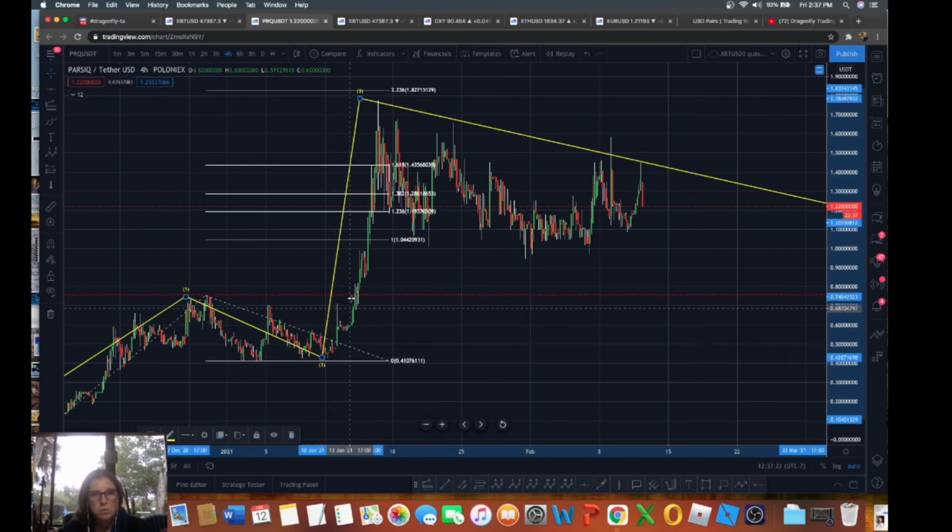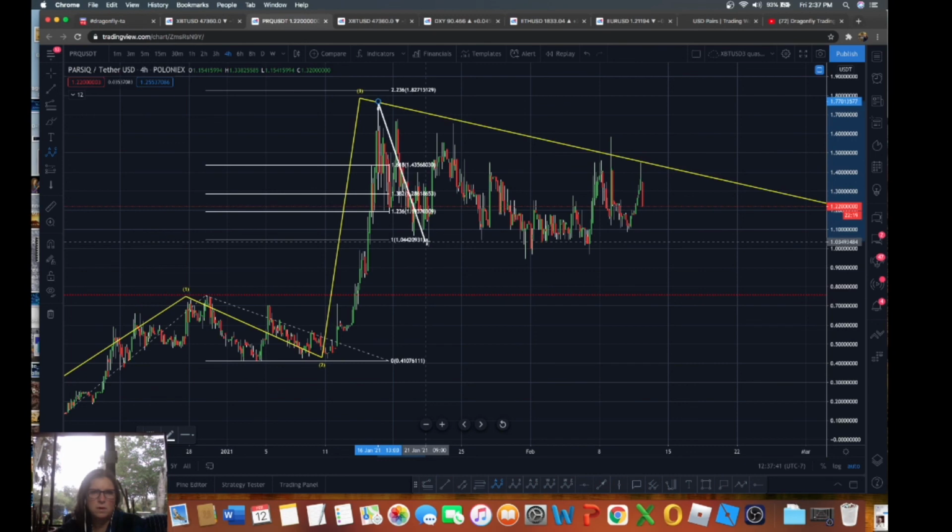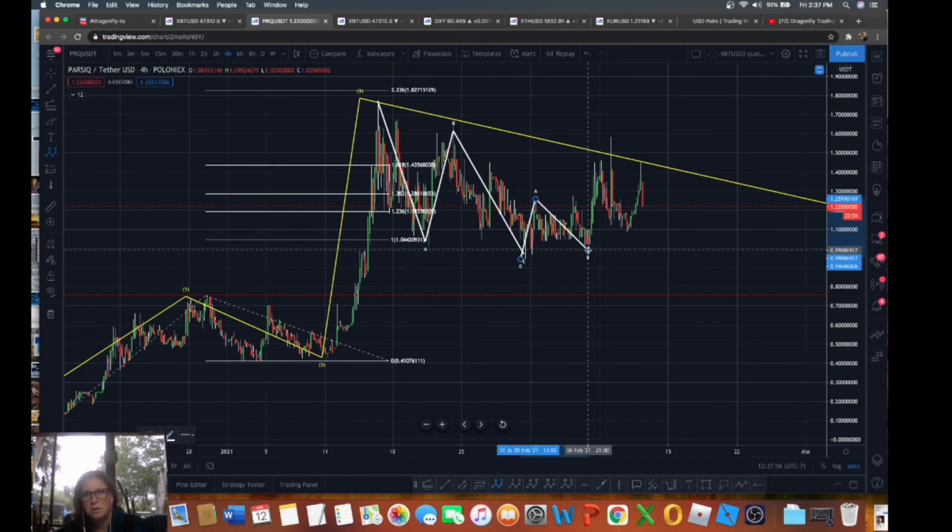This was a 1, 2, 3, 4, 5. And then we started this correction here. And it looks to me like we had, so far, an A, B, and a C. Then we've had a flat here, an A, a B, and this might be the C up here.